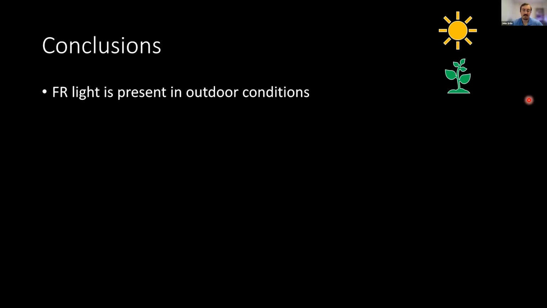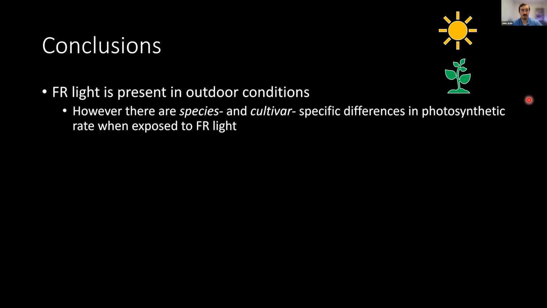And so, just to conclude some of these points here, far red light is always present in outdoor conditions, with sunlight contributing about 19% of those total photons in the far red range. However, there are sometimes drastic species and cultivar specific differences in the photosynthetic rate when exposed to far red light. Not just the presence or absence of far red, but also the intensity of far red in relation to the other photosynthetic photons.